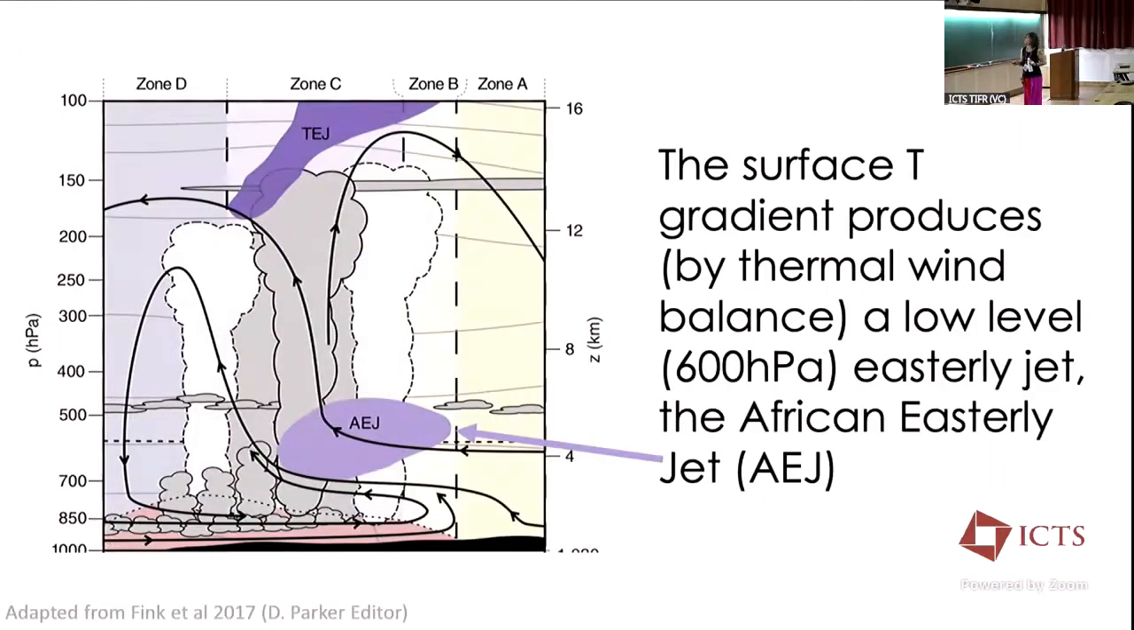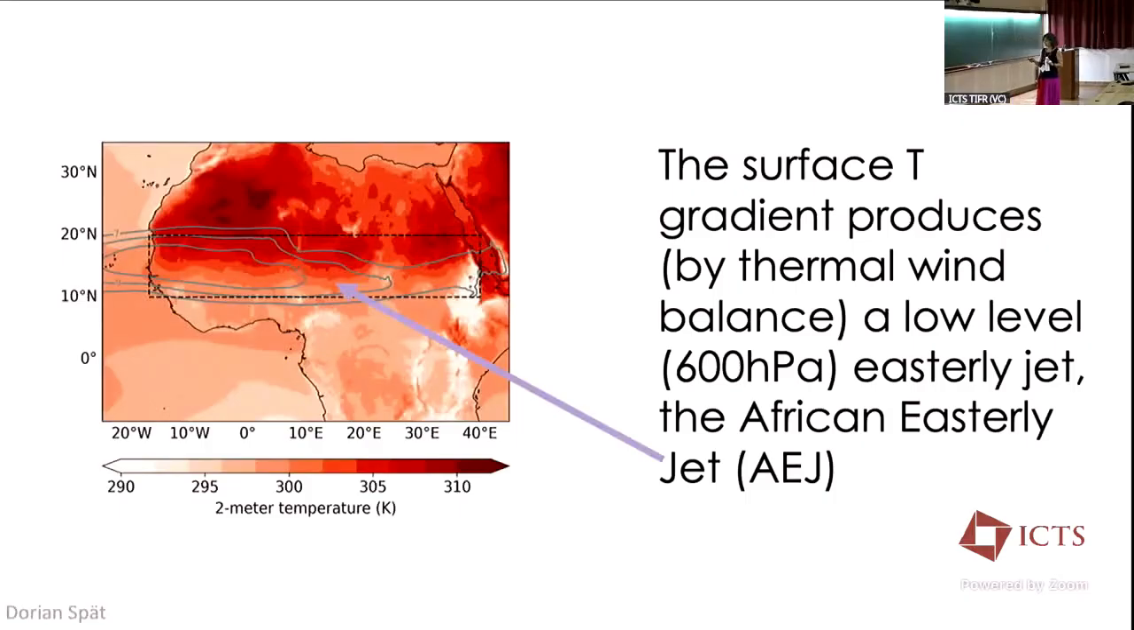Okay, so then there's something else that happens if you have a strong thermal gradient, and that's, by thermal wind balance, you get an African easterly jet. Okay, and so here is the map view: hot, hot, hot Sahara, and here in gray is the African easterly jet at 600 millibars.